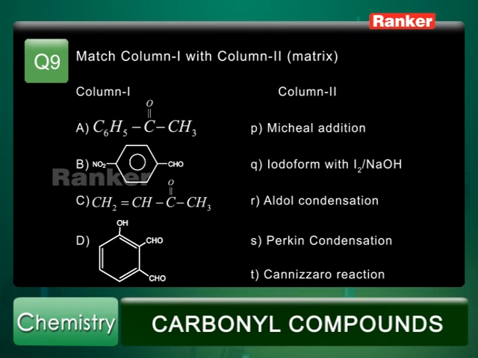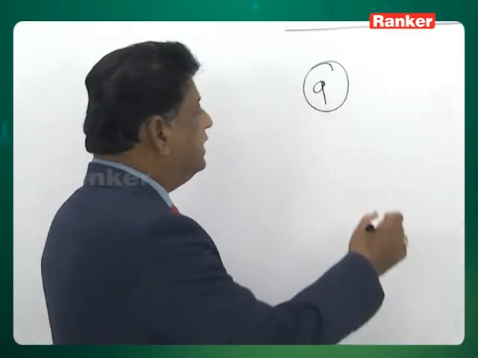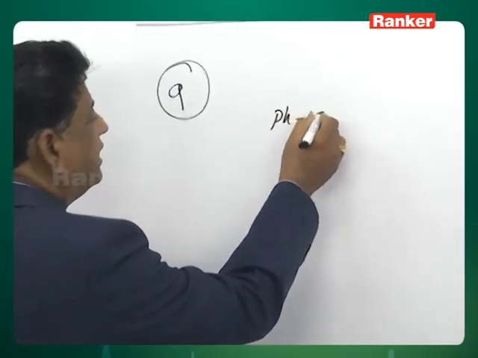Match column 1 with column 2, that's a matrix type of question. In column 1 we have acetophenone, a nitrobenzaldehyde, an alkene having a double bond, an alpha beta unsaturated carbonyl compound, and a compound with 2 carbonyl groups and an OH, that is a phenolic dialdehyde. On the other side we have the options Michael addition, iodoform reaction, aldol condensation, Perkin condensation, and Cannizzaro reaction. So the first, A, let us examine this acetophenone he has given.